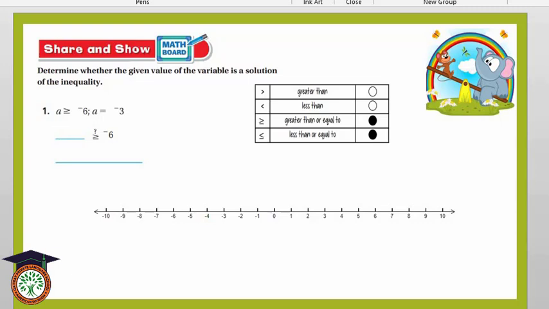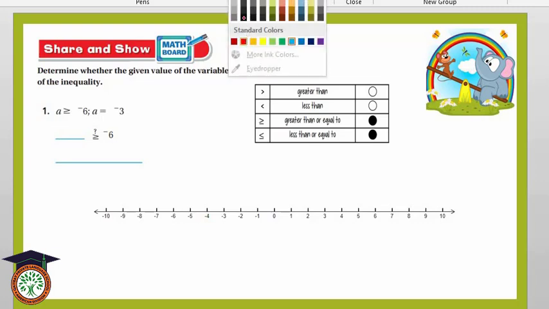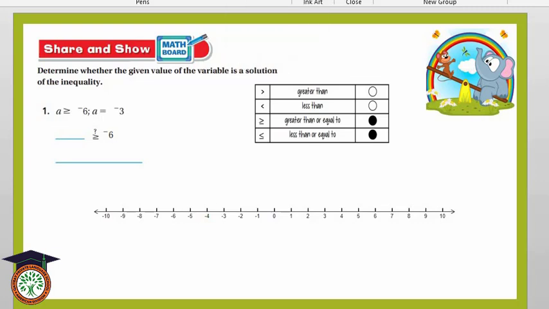We used to plug in or substitute. What's the meaning of that? As I told you before, we remove the letter or the variable given, and we write instead of it the number that is given to check our answer. If we read this inequality here, a is greater than or equal to -6. And it's asking when a is equal to -3.